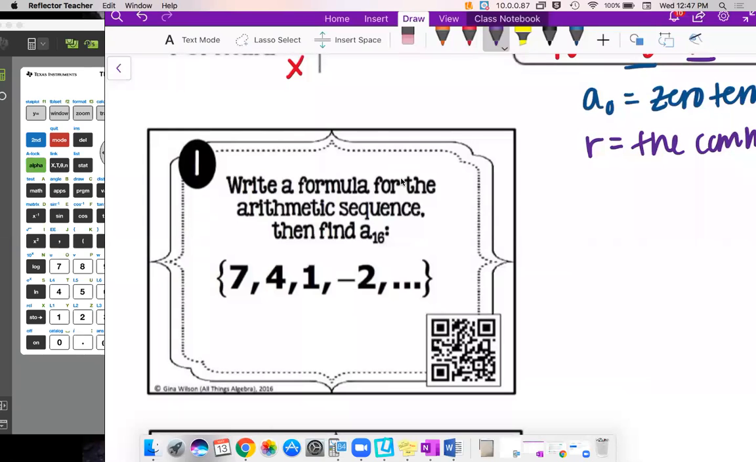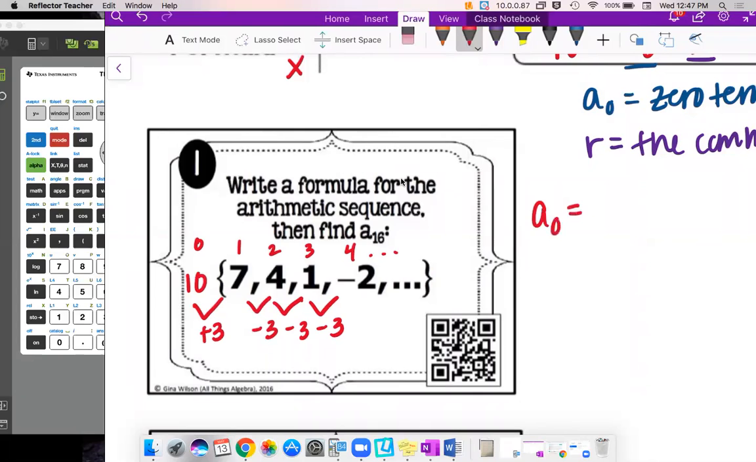It says, write the formula for the arithmetic sequence and then find a sub 16, so the 16th term. The first thing you have to do is figure out how to move from one term to the next. To go from 7 to 4, 4 to 1, I can see that I'm subtracting 3 over and over again. Remember, this is the first term, second term, third term, fourth term, etc. To write our formula, we have to go backwards to the 0 term, so we do the opposite operation. Instead of subtracting 3, we add 3, so this becomes 10. So our a sub 0 is 10 and our common difference is minus 3, because we're subtracting 3 over and over again.